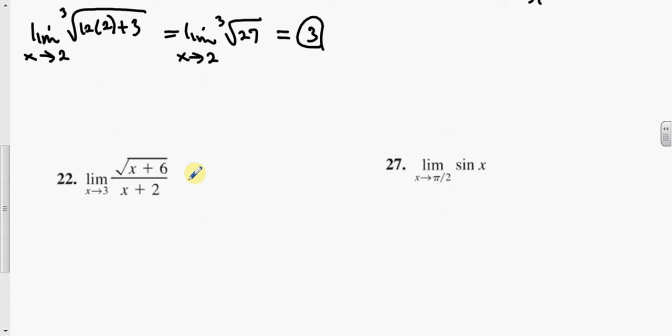The same thing here. The limit as x approaches 3, we get the square root of 3 plus 6 all over 3 plus 2. So we get the square root of 6 plus 3, which is the square root of 9. So we get 3 there, just divided by 5.